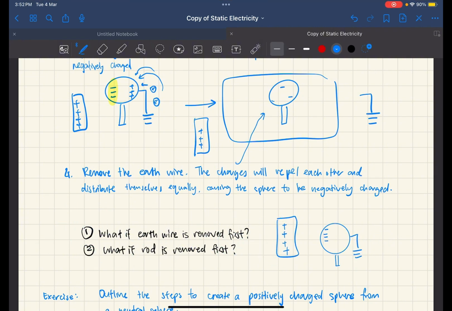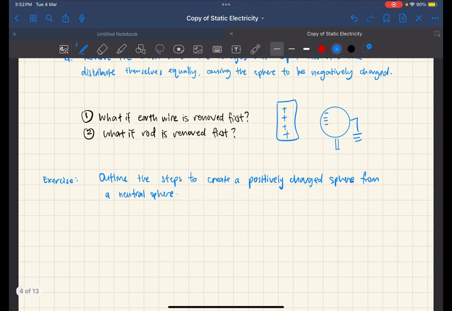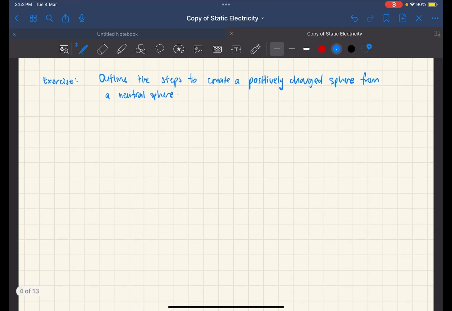Next, let's move on to this one over here. I'll outline the steps to create a positively charged sphere from a neutral sphere. It's similar to the ones that we did just now. Step 1, you need to place a negatively charged rod next to a neutral sphere. Bring it close to it, and so there will be positive charges on the right and negative charges on the left. The way for you to explain this one is you cannot say that the positive charges are attracted by the rod.